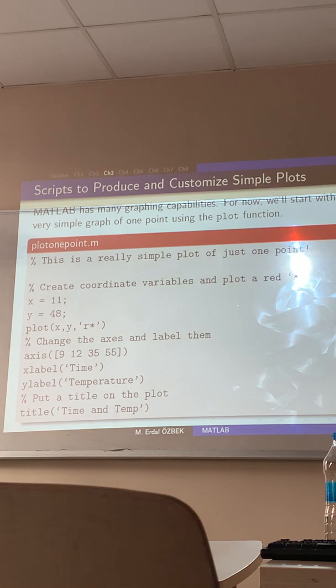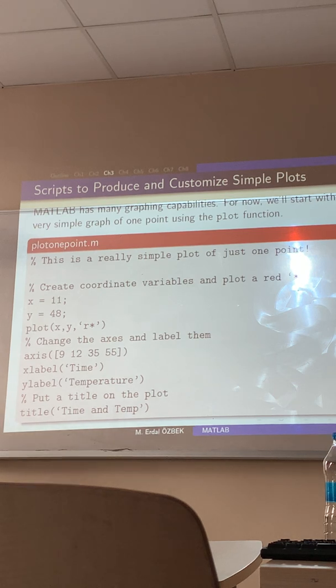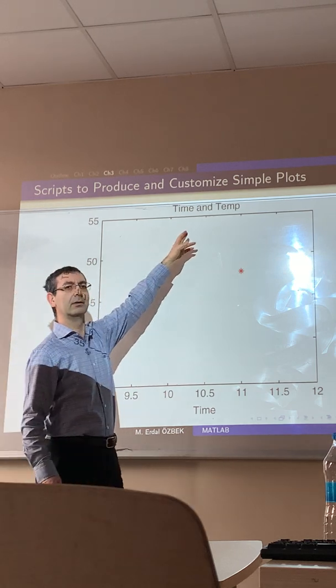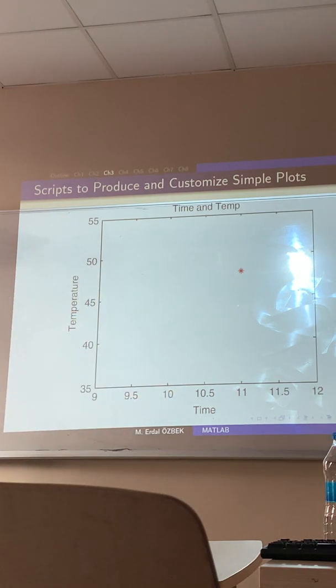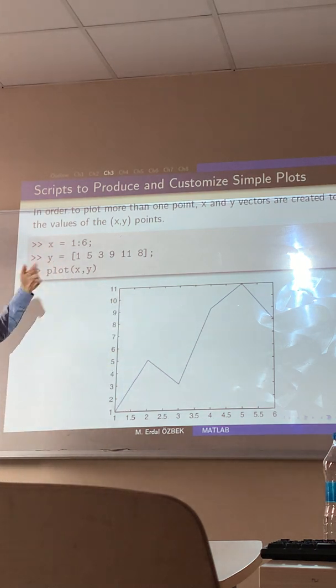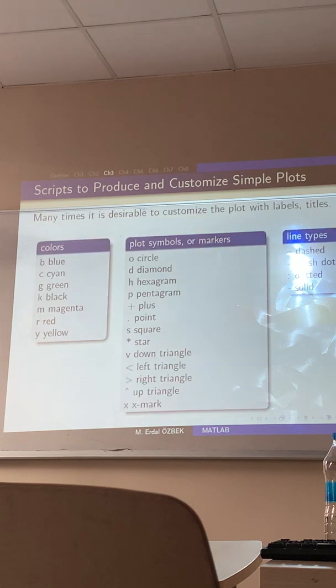So we have the plots, right? You can just create a plot like this. You define the x and y, and you plot x, y, red, and the star, right? So it will be a star. And you can put the x label, y label, and title, right? And the axis accordingly. So if you want more plots, then you have the vector, right? x from 1 to 6 and y is some other values, and you can plot x according to y. Or you can just write y. It will be the same thing because x is from 1 to 6.